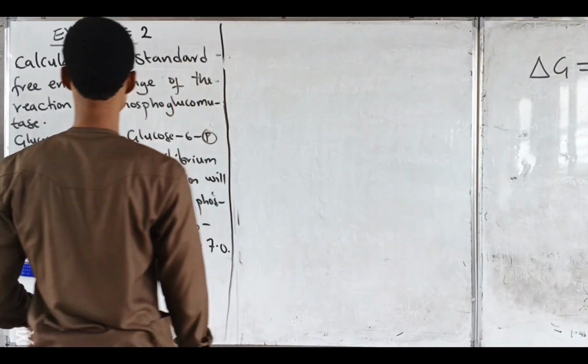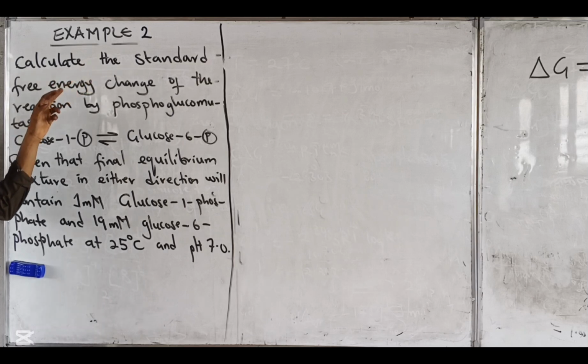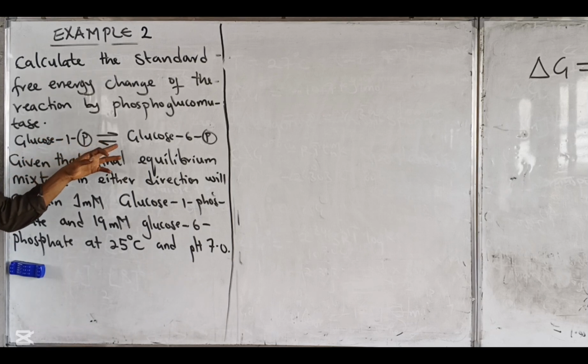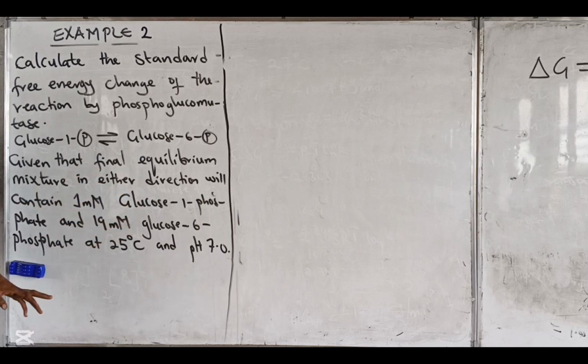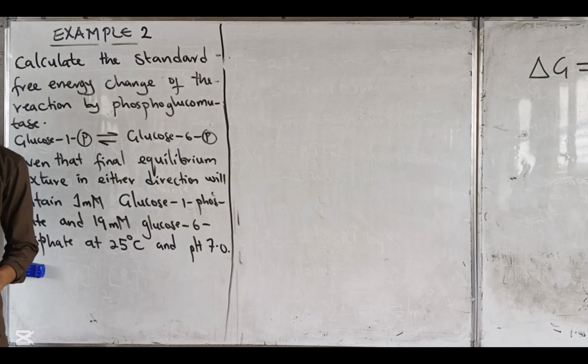Now let's look at example 2. Calculate the standard free energy change of the reaction by phosphoglucomutase. And this reaction was given. Glucose 1-phosphate was interconverted to glucose 6-phosphate. Given that final equilibrium mixture in either direction will contain 1 millimolar glucose 1-phosphate and 19 millimolar glucose 6-phosphate at 25 degrees Celsius and pH 7.